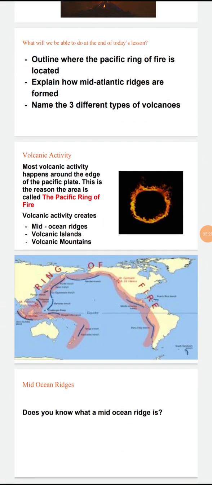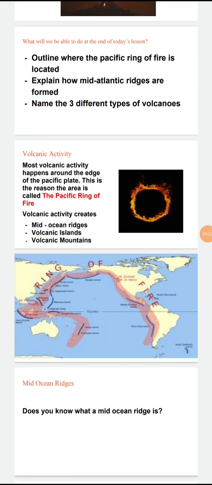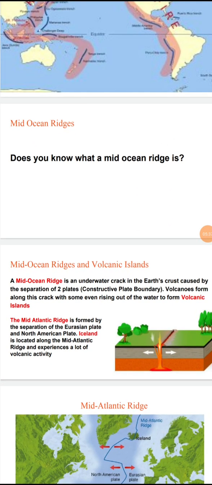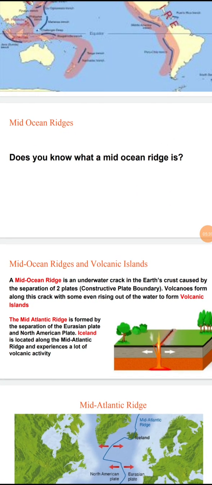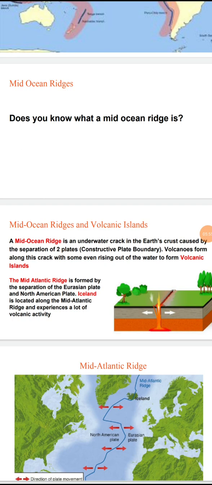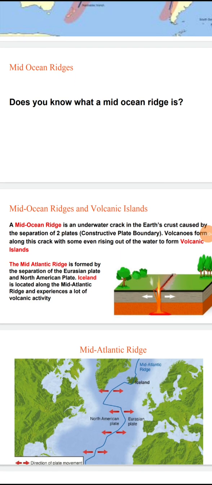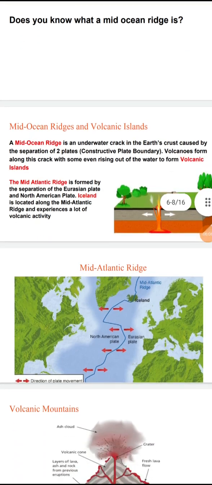Do you know what a mid-ocean ridge is? So you can pause the video and answer it. And here's the answer. A mid-ocean ridge is an underwater crack in the Earth's crust caused by the separation of 2 plates. Constructive plate boundary. Volcanoes form along this crack, with some even rising out of the water to form volcanic islands. The mid-Atlantic ridge is formed by the separation of the Eurasian plate and North American plate. Iceland is located along the mid-Atlantic ridge and experiences a lot of volcanic activity.